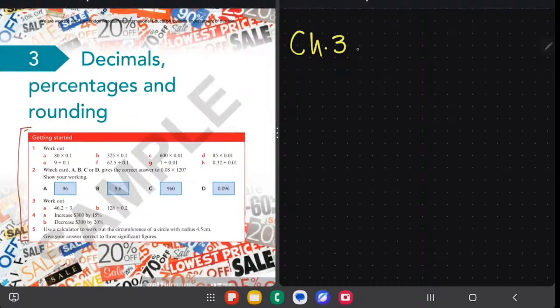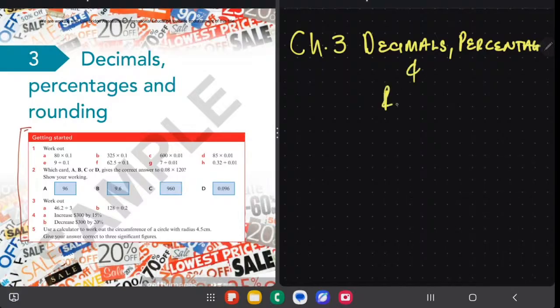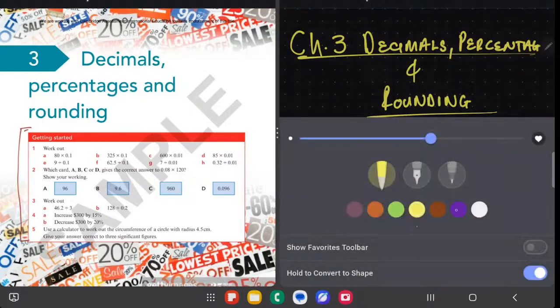Can you see this? Decimals, and we're starting from the back. Decimals, percentages, and rounding. That is the chapter we are doing right now. Do you hear me? We are doing chapter 3, decimals, percentages, and rounding.